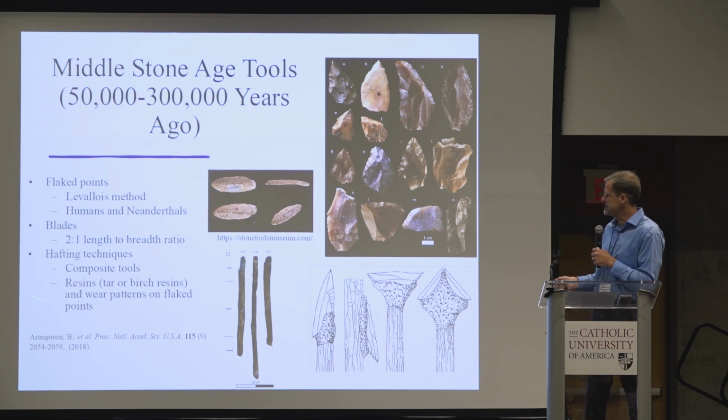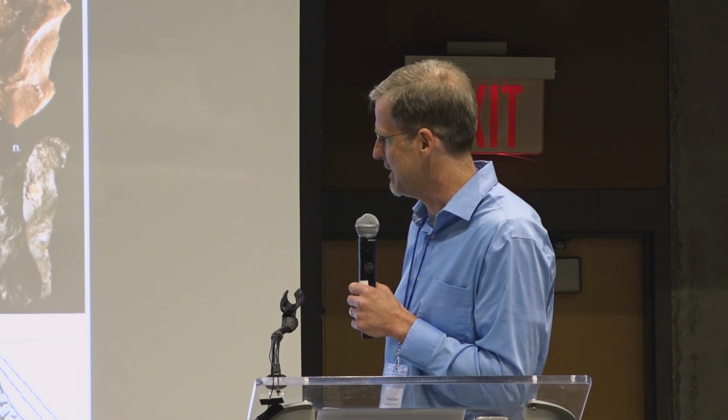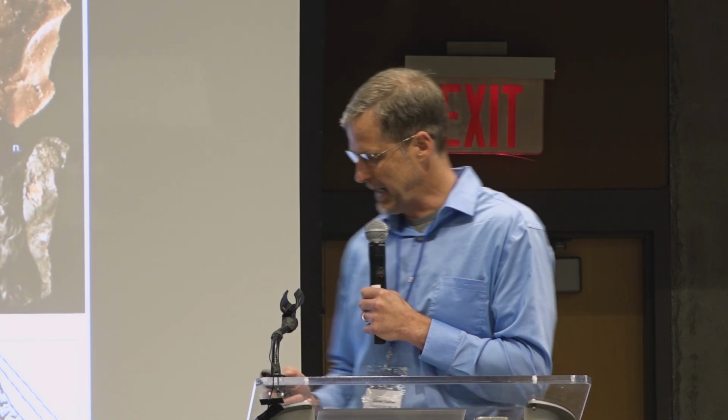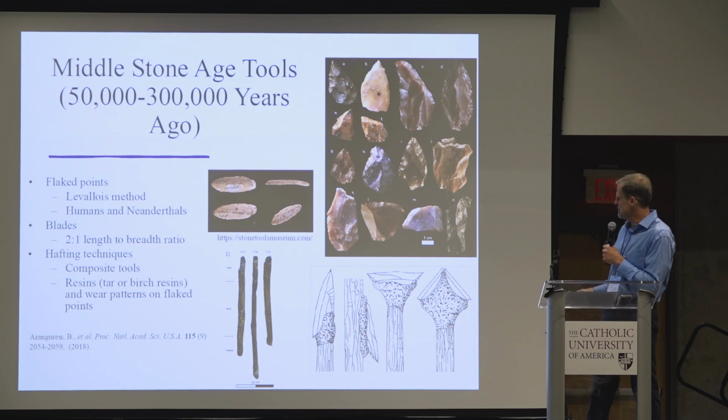And one of the other things that you see is hafting techniques. You see composite tools, right? And there's a lot of debate about when and how they emerge. So what are these hafting techniques? It's where you take a blade and you attach it to usually a wooden shaft, and there's some animal hide, and there's a resin there, right?